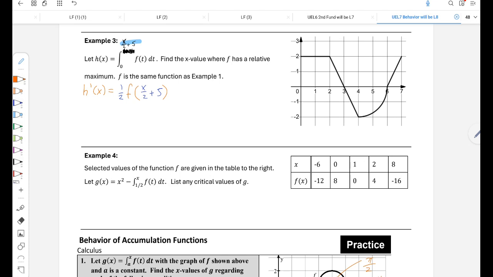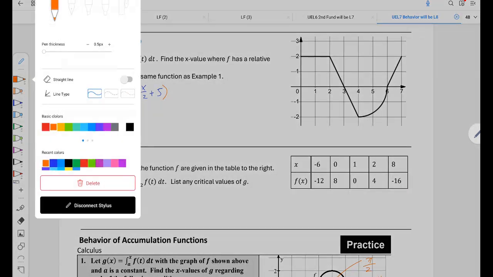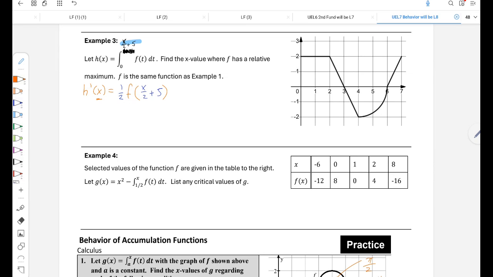So we're going to follow the same sign chart, but the question is, what x value do I have to plug in to get this guy to actually give me a 0? We want a relative maximum. So we want to figure out, when does x over 2 plus 5 give us 3? Because I need to take the f of 3 in order to get that 0.